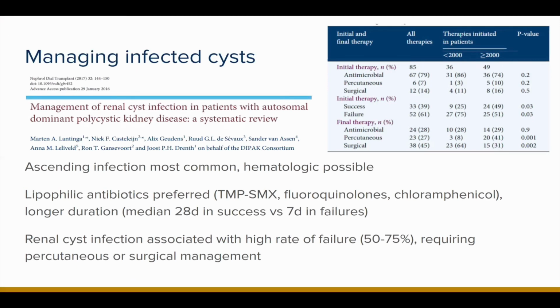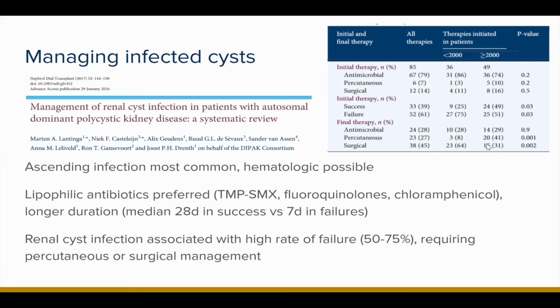And they found that patients who had success with antibiotic therapy alone tended to have a median treatment course of 28 days in comparison to those who had failure with only a 7-day course. However, that may be a result of them progressing to further intervention sooner. They also found that renal cyst infection in polycystic kidney disease patients was associated with a high rate of failure, with 50 to 75% of patients requiring further percutaneous or surgical management.